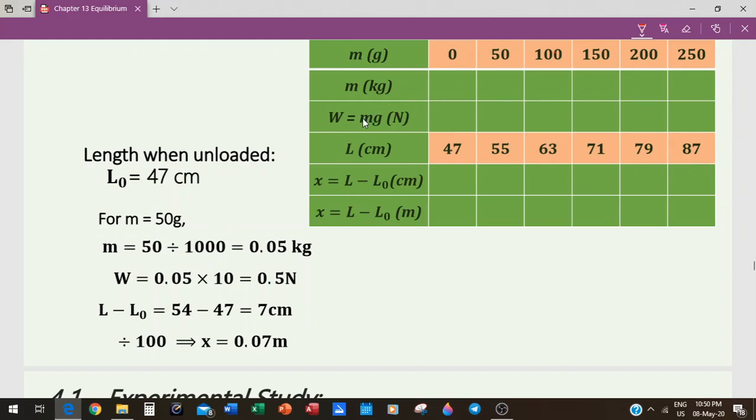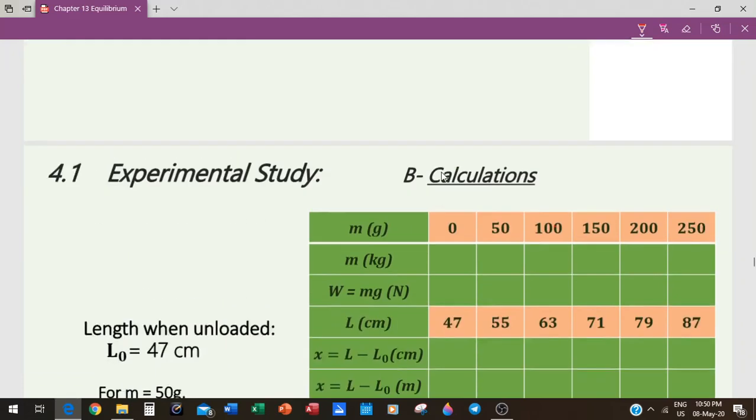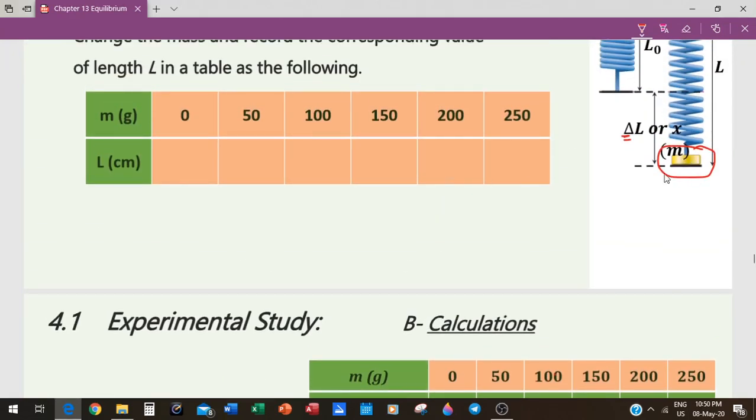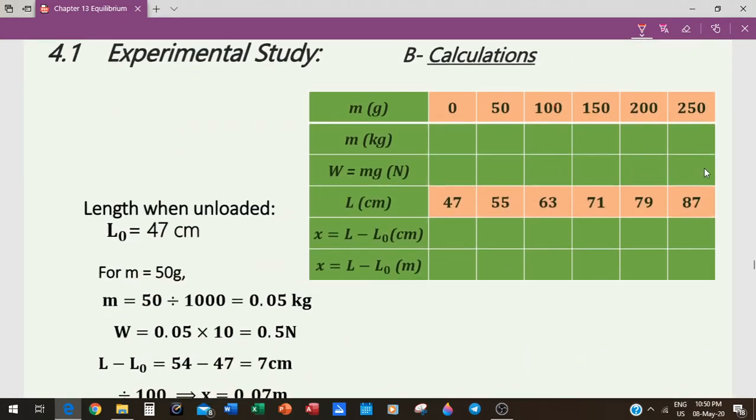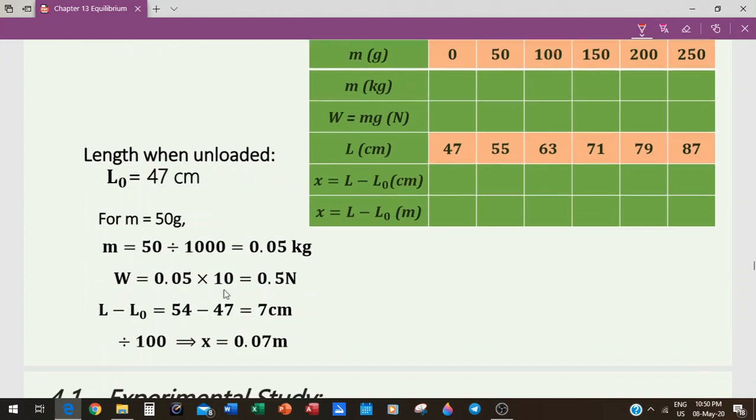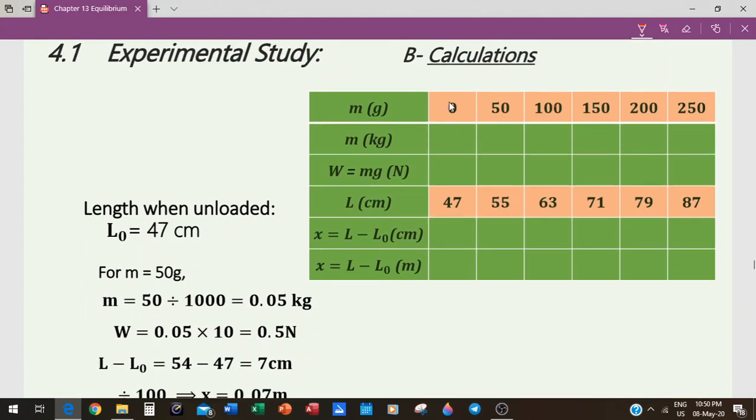Weight is mass times gravity. Weight is the weight of the mass added here. For each mass, we calculate its weight and we write them down here. As we said, when the mass is 0, the length of the spring was 47, which is the initial length. This 47 is L0, so L0 is 47 centimeters.